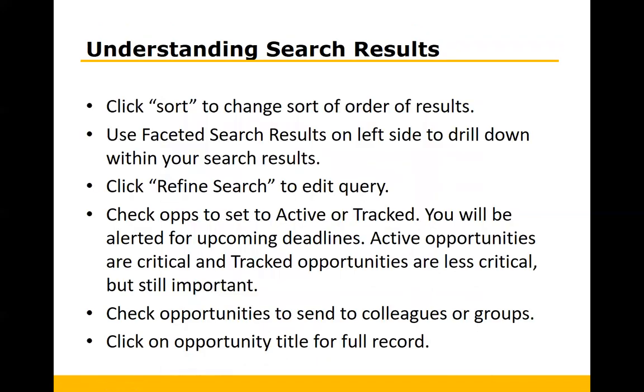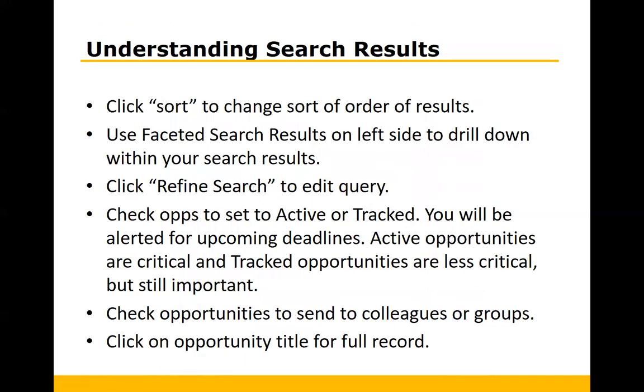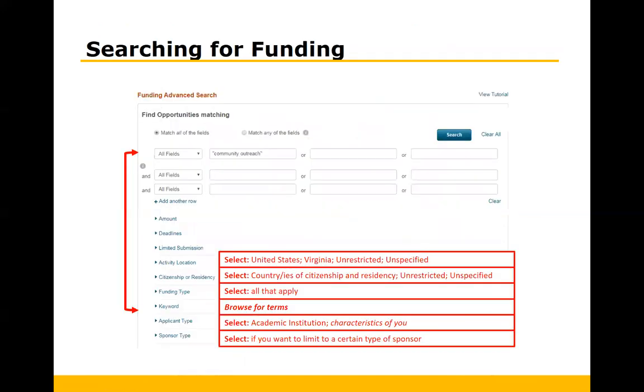Okay, so in understanding your search results, like I said, if you want to sort them, you go right up here to sort, which is right next to your results. And if you want to use the faceted search results, which is a big word for the list that's on the left-hand side to drill down, you can also click Refine Query, which is Refine Search right here, right up at the top. That takes you back to the first advanced search screen that we were looking at, where you can pick the different ones that you want. So that would take you back to this screen here.